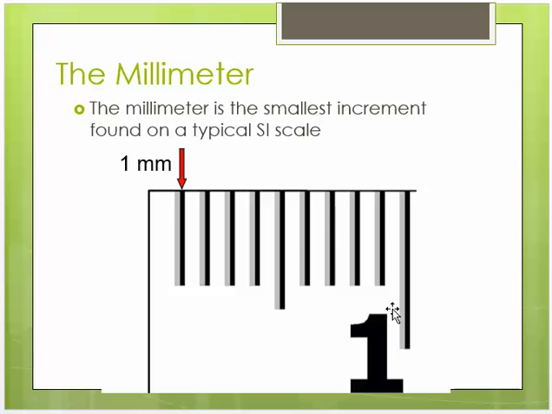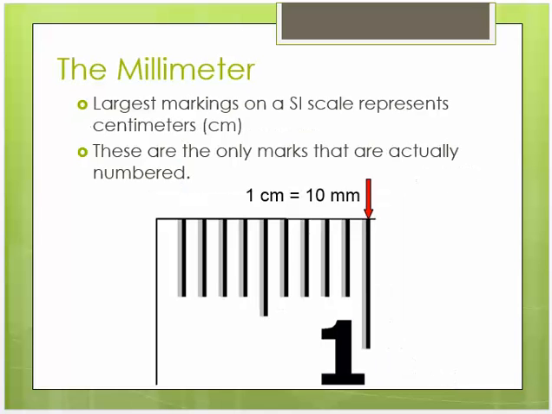So what we've done here now is we've really blown this up. This is 1 centimeter. And there are 10 of these as you count. 1, 2, 3, 4, 5, 6, 7, 8, 9, 10. The 10th one, it's 10 millimeters, or it's 1.0 centimeters. And again, that's what I want to show you here. 1 centimeter equals 10 millimeters.